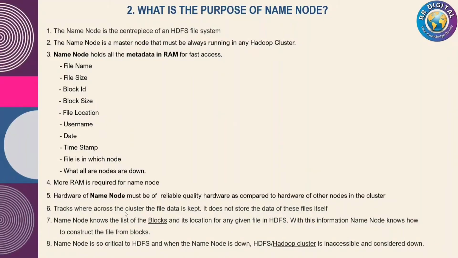Name node is so critical to HDFS that once the name node is down, the complete Hadoop cluster is inaccessible and considered down. So if name node is down, it is not possible to access the data from the Hadoop cluster. So this is the purpose of name node.